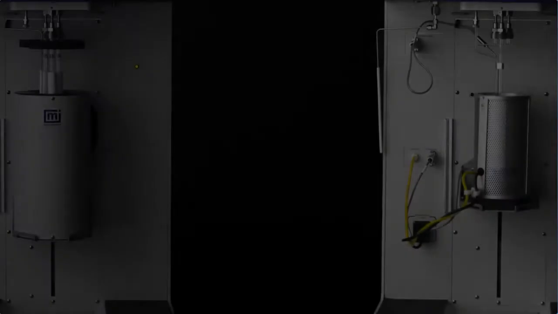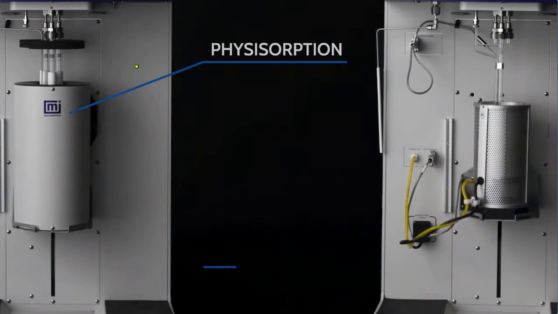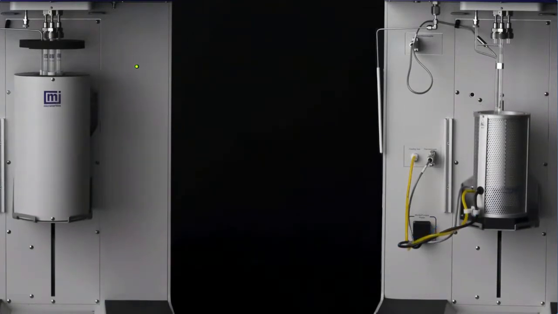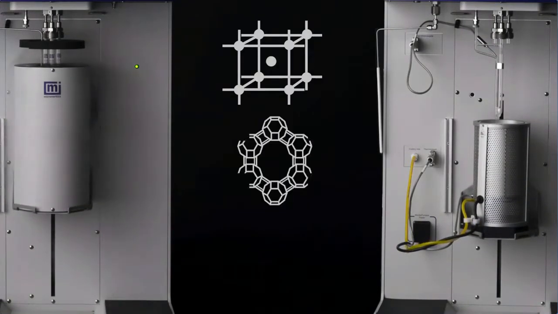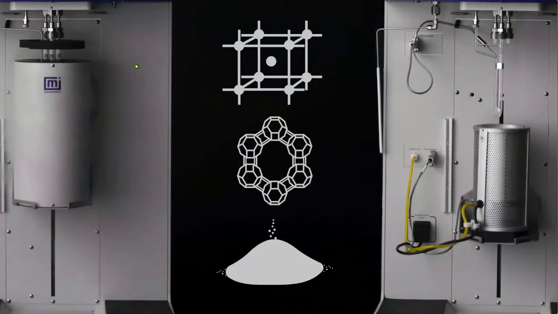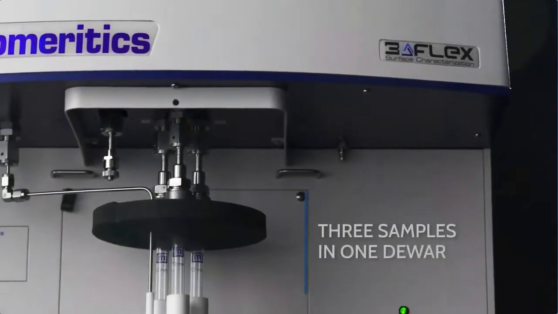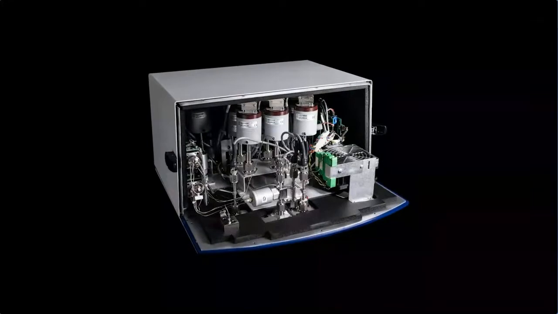The 3-Flex's versatility allows an easy and quick switch between physisorption and chemisorption, allowing the user to sequence experiments. It is ideal for characterization of metal organic framework synthesis, zeolites, activated carbons, and more. It is the only instrument in the market capable of running up to 3 samples simultaneously, each one with a designated gas. The 3-Flex is engineered for high performance.